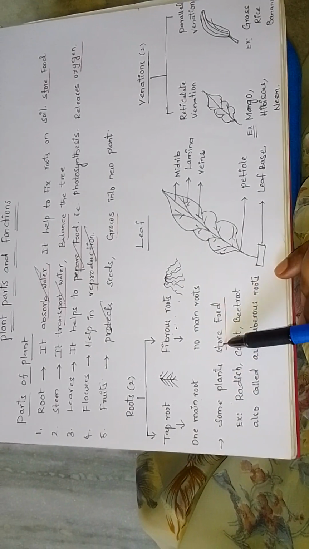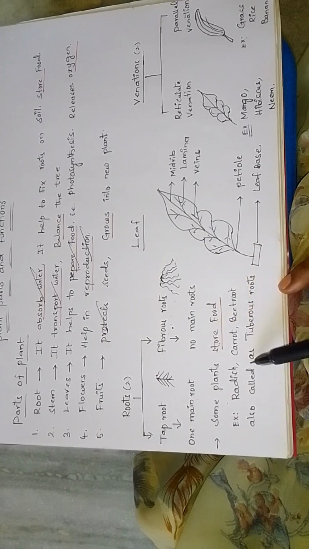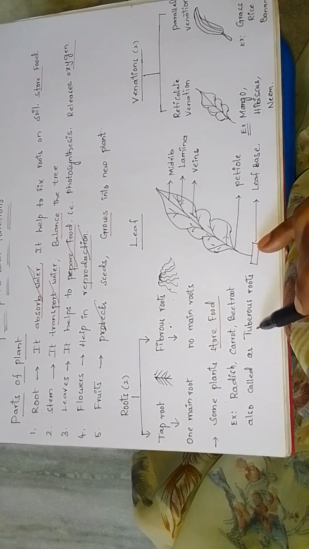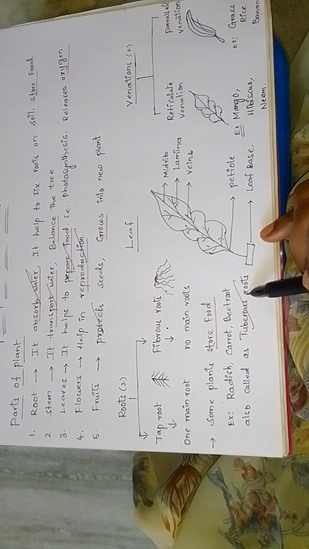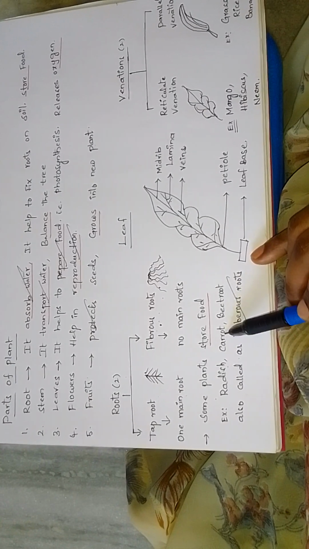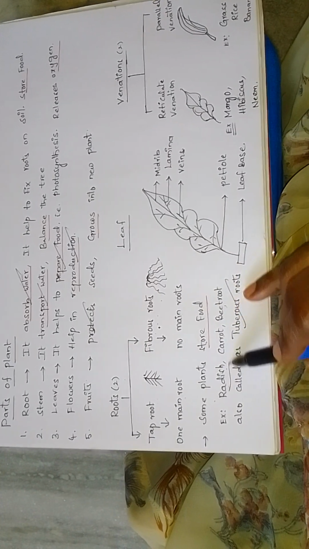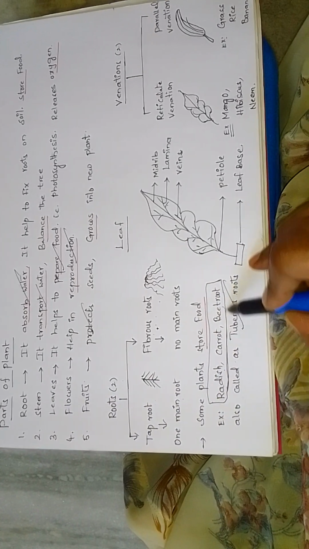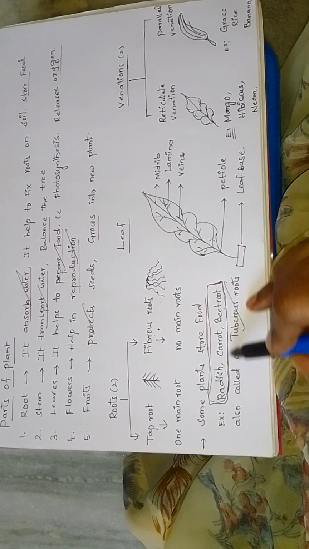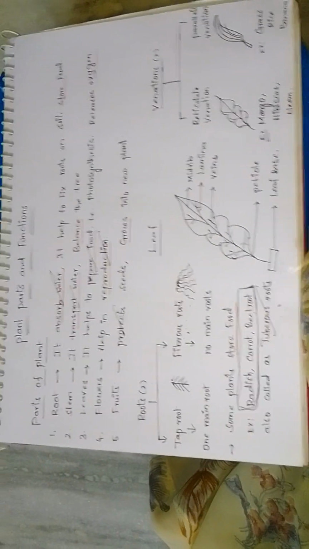Some plants store the food in roots. That type of plants are the tuberous roots of the plant. Examples of tuberous root plants are radish, carrot, beetroot, and these are the most important examples. Those plants are also called tuberous root plants.